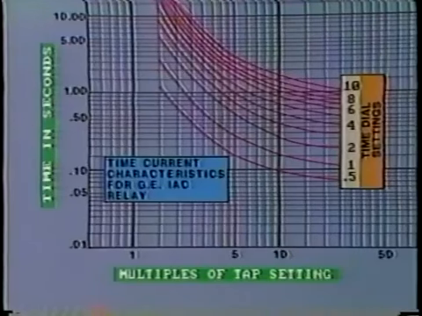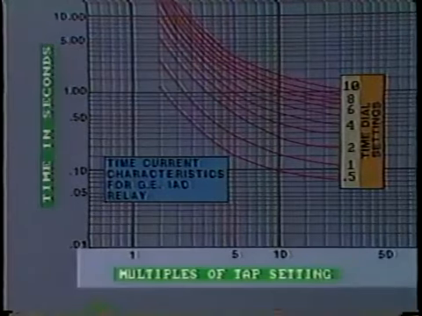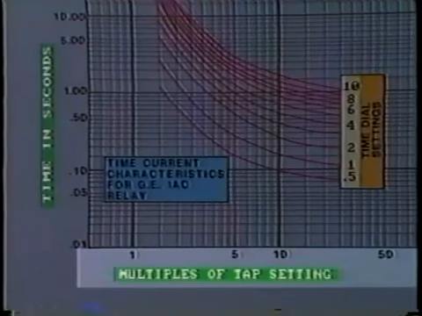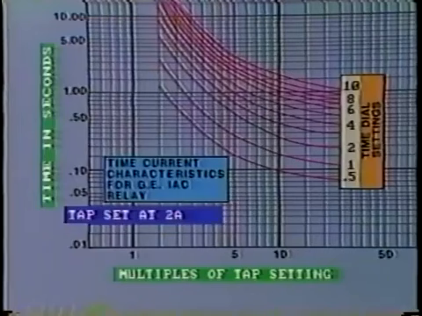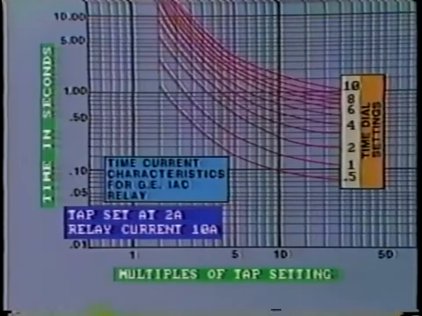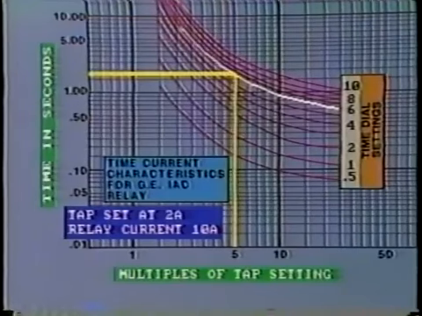When reading these curves, please remember that the value of current along the base is expressed relative to pickup current, that is, as a multiple of tap setting. For example, supposing that the coil tap is set at 2 amps and the relay current is actually 10 amps, that is 5 times the tap setting. Now, if the time dial is set at 6, we look at this particular curve and find that the relay will operate in 1.55 seconds. If the time dial is set lower, it will operate much faster. This particular characteristic curve is known as very inverse.